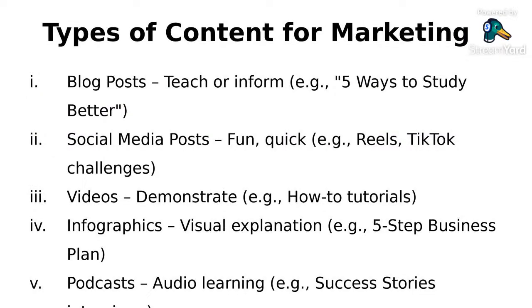Now, types of content for marketing. Number one, we have blog posts. What do you do with blog posts? You teach or you inform. For example, you see people say five ways to study better. You say five ways to look five years younger than you are right now. Those are things you see in blog posts.